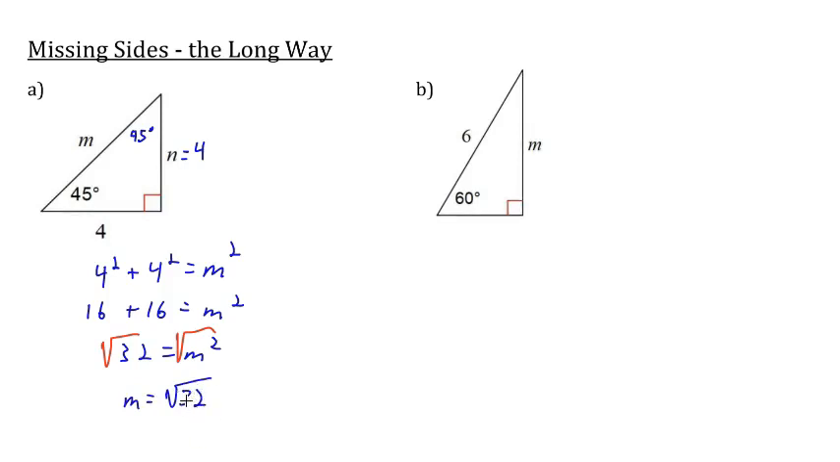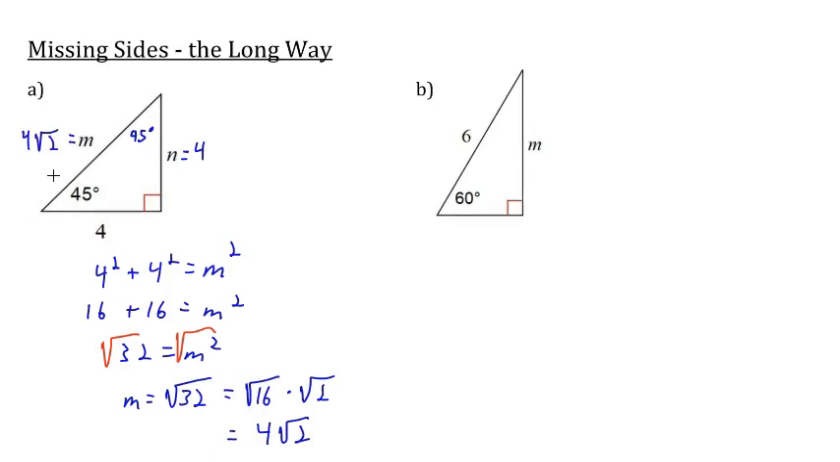Okay, and when we have square roots, we need to simplify those by factoring out any perfect squares. 32 equals 16 times 2, and 16 is a perfect square. So I'm going to rewrite this as the square root of 16 times the square root of 2, which equals 4 times the square root of 2. So we notice that this side, the hypotenuse, equals 4 times the square root of 2.